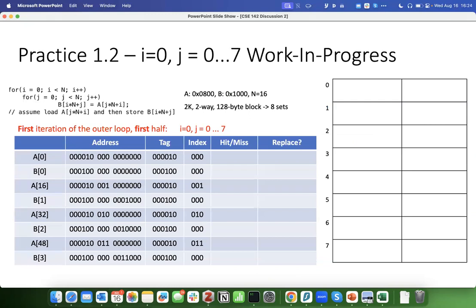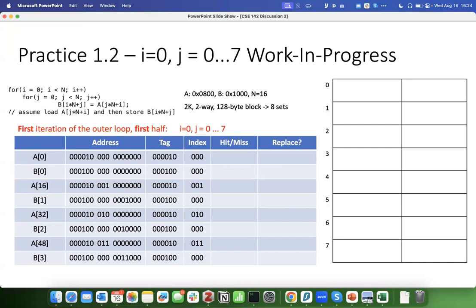All right. So for that code and my parameters, I'm reading from A0, writing to B0, and then in the second iteration of the inner loop, reading from A16, writing to B1. Third iteration of the inner loop, reading from A32, writing to B2. And these are the binary addresses.